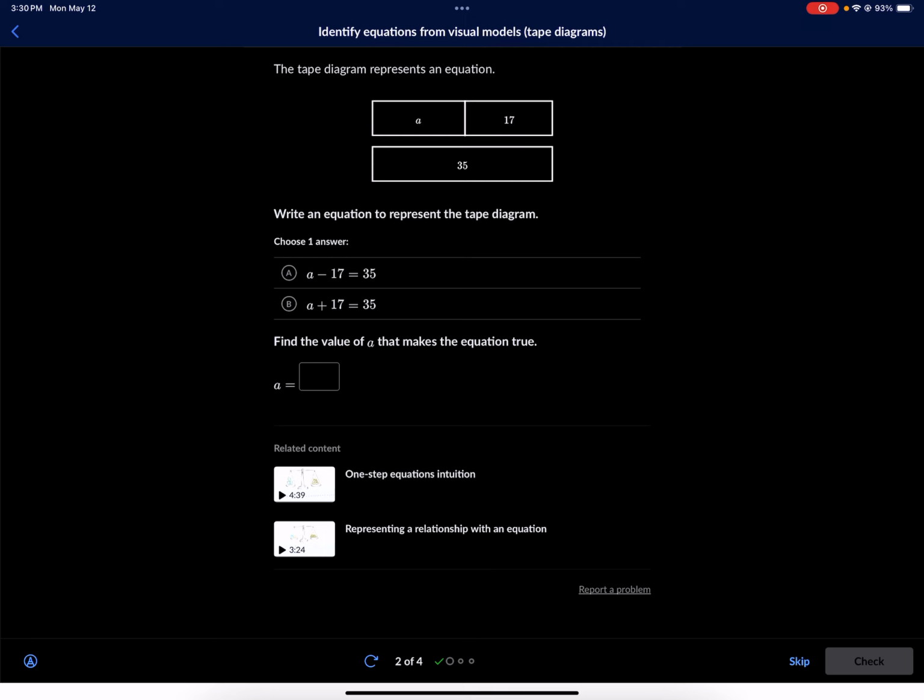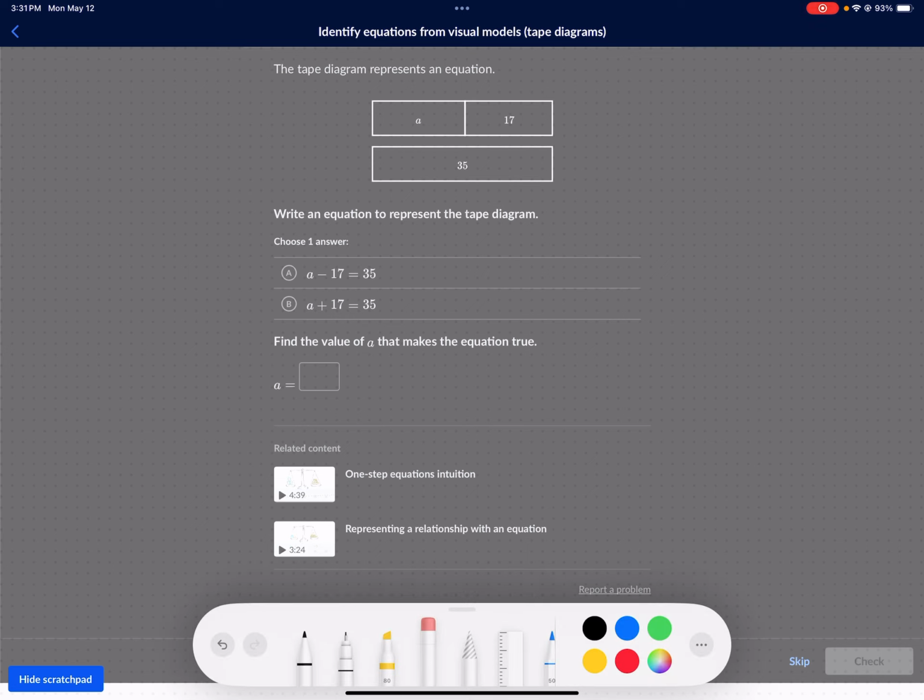Now we have multiple choice, and we're finding the value of a. So we have a plus 17 is equal to 35. So we're adding it. We're not subtracting it. If we were subtracting it, it would be something more like this.